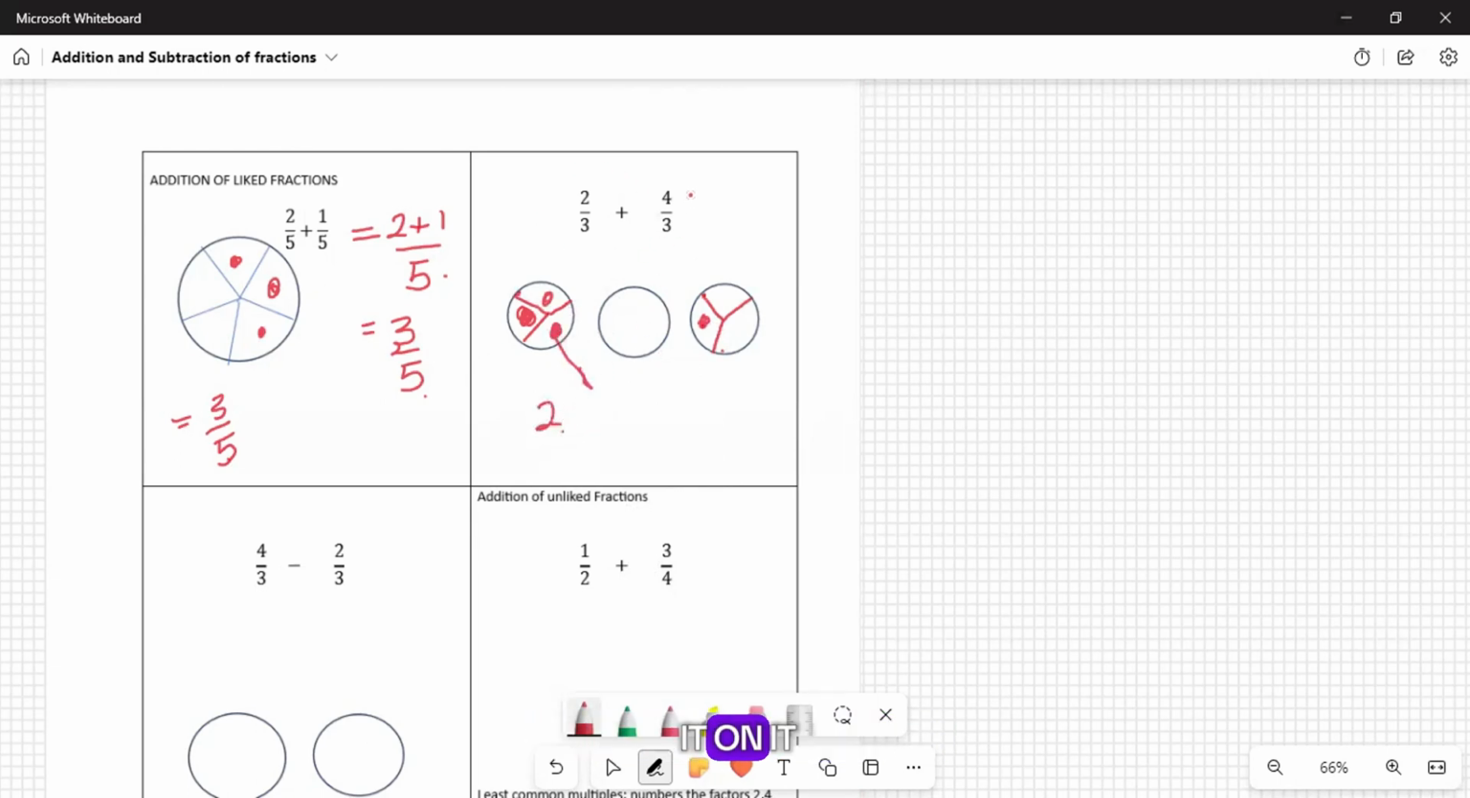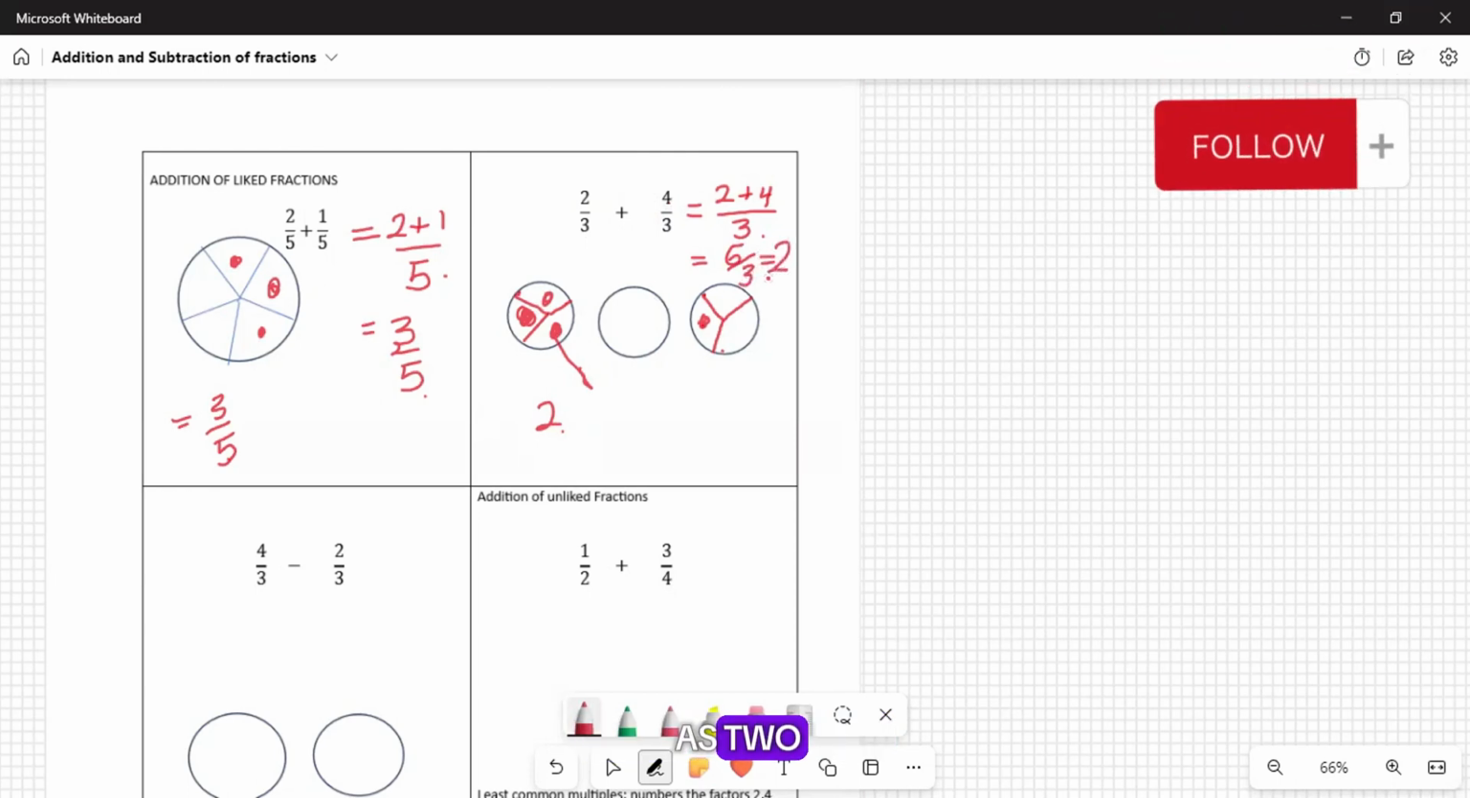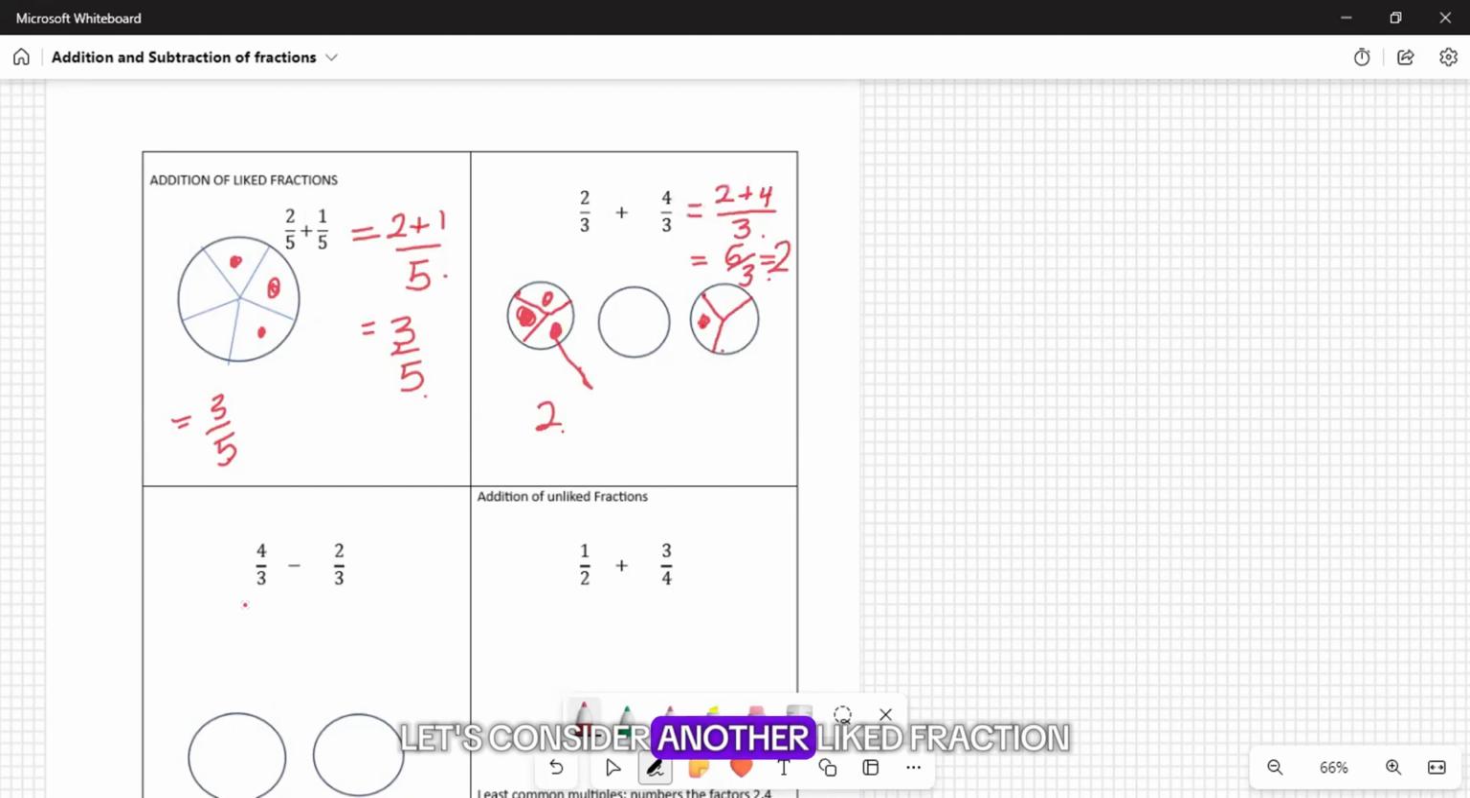So let's work on it. So you have the same denominator. So this will give us 2 plus 4, so 2 plus 4 divided by 3, because we pick only one of the denominators. And this is going to give us 6/3, which is the same as 2. Let's consider another like fraction.